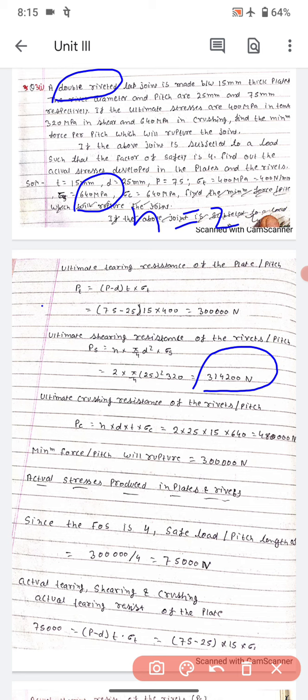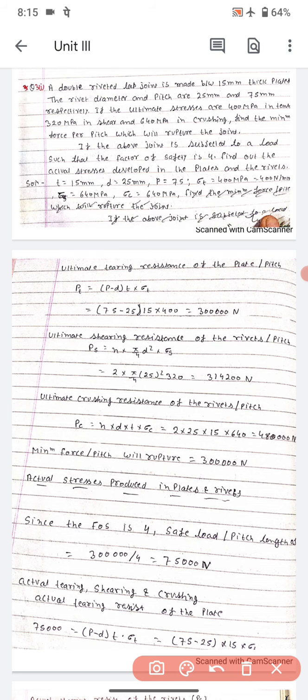Now among the three values, that is shearing resistance, tearing resistance, and crushing resistance, on which resistance will be the criterion for the further designing of the rivet plate? Okay, think once. I'm giving you 30 seconds, and write in the comment section.